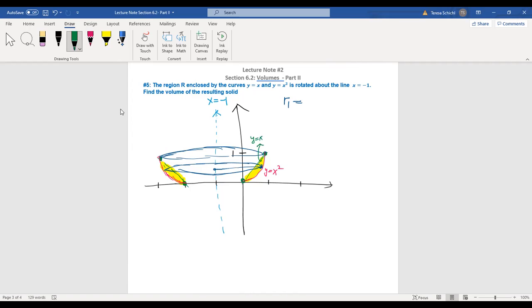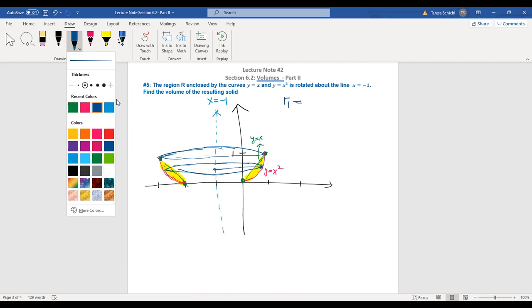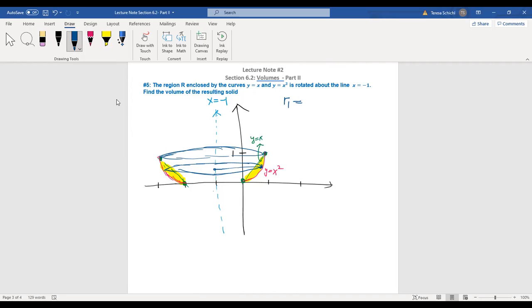Okay, so now let's take a look at the radius for my outer one here. Because you shift to -1 here, this is -1, so the total distance will be 1 plus whatever the function is. Because right now we are shifting to x equals -1, I am still rotating about the y-axis, so I need to change the functions.